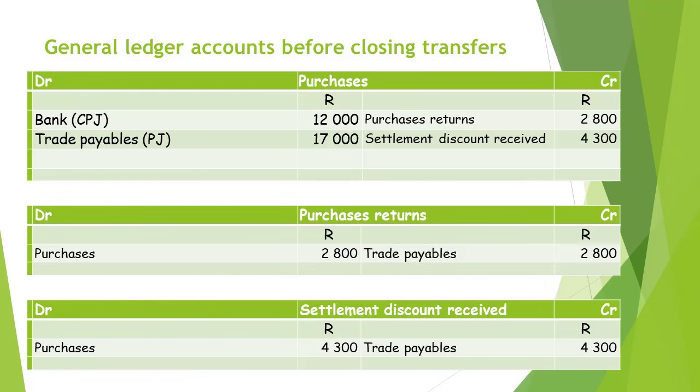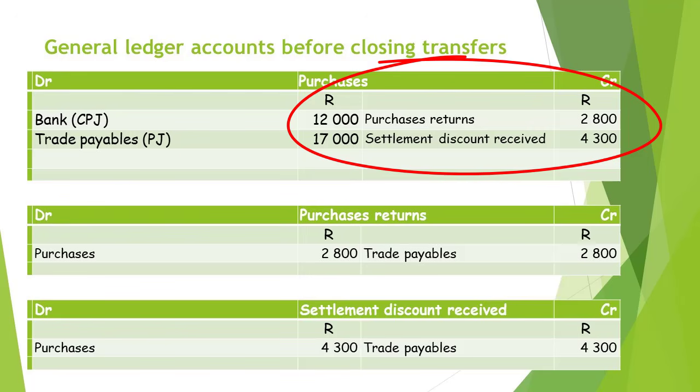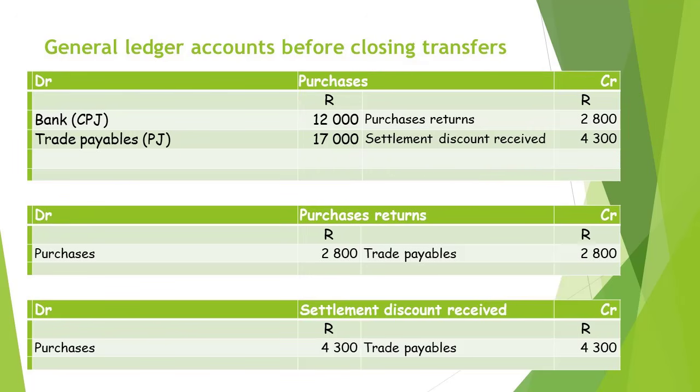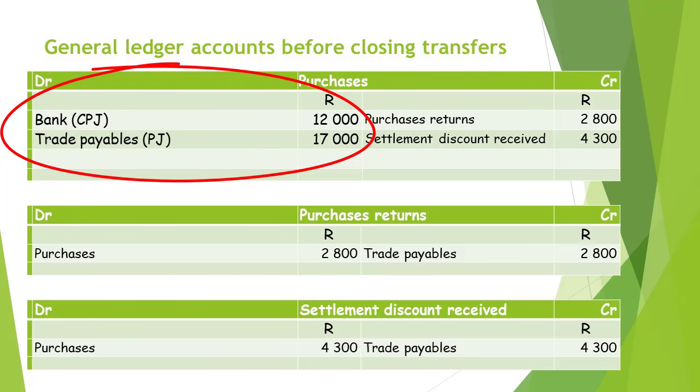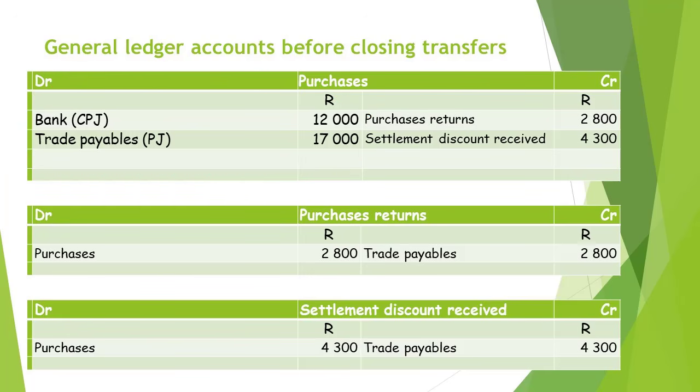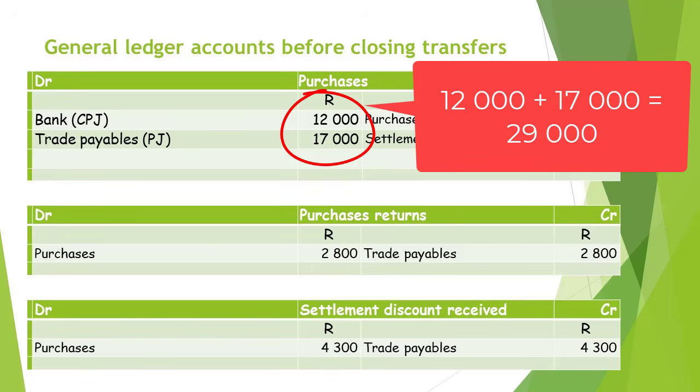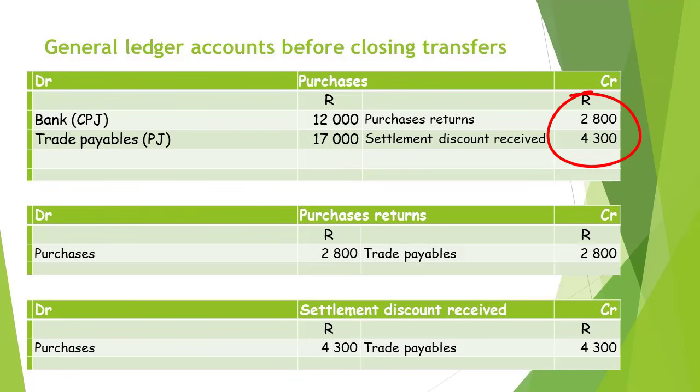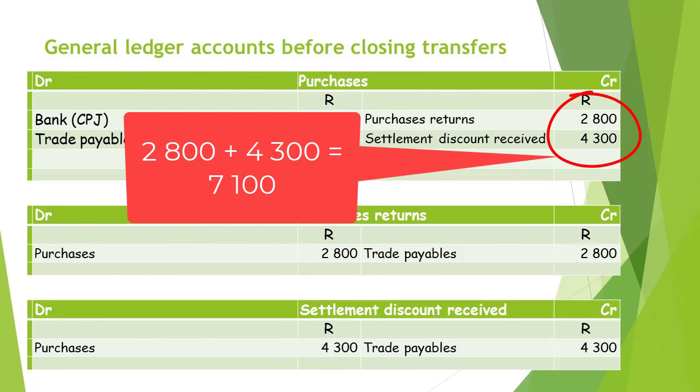Net purchases is calculated by deducting the purchases returns and settlement discount received from the total purchases amount. If you now look at the purchases account, you will see the purchases returns and settlement discount received on the credit side and the cash and credit purchases on the debit side of the account. The next step now is to calculate the total of the debit side and the total of the credit side. After adding the amounts on the debit side, the total is 29,000 Rand. The total of the credit side amounts to 7,100 Rand.